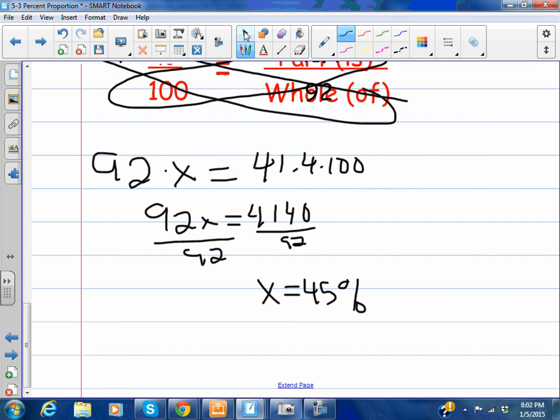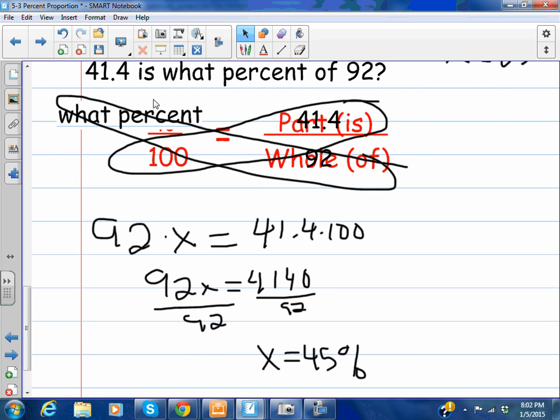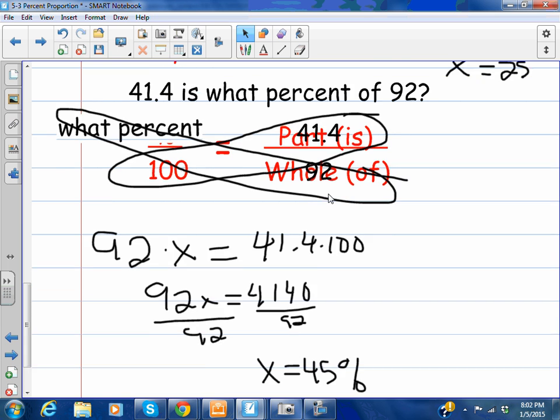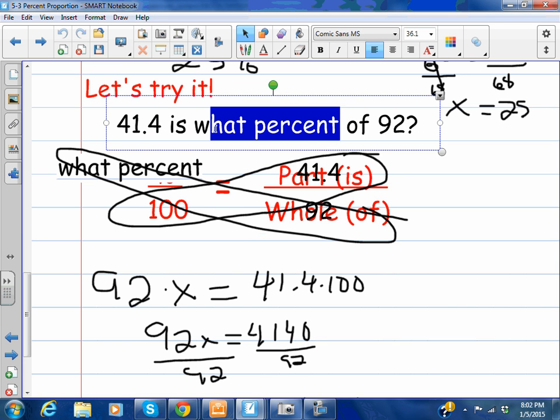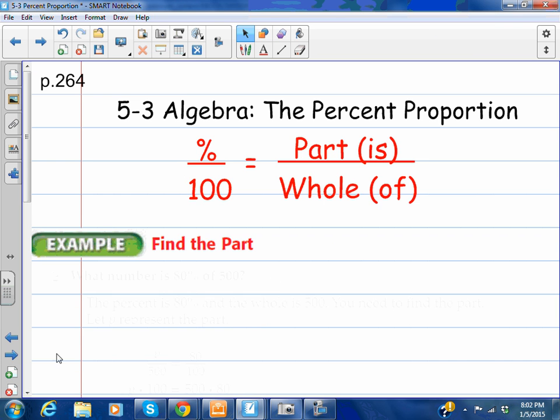So what this means in a sentence, maybe I have my answer clicked here somewhere. I thought I did. Maybe not. What that means is 41 and 4/10 is 45% of 92. So you could just fill that in and rewrite that out. I would maybe just rewrite this sentence: is 45% of 92. And you just rewrite it as a statement once you know what the answer is. Okay, so that's finding a percent.